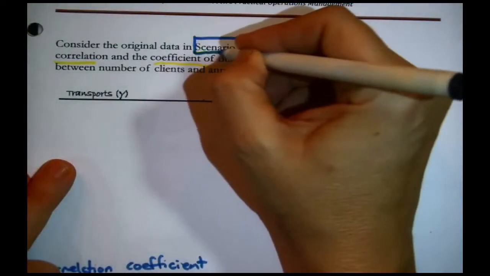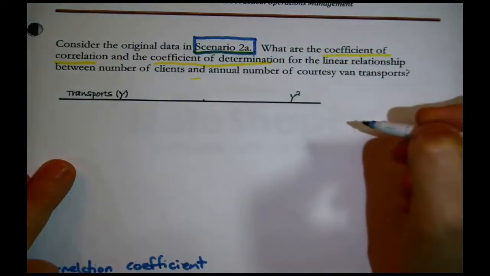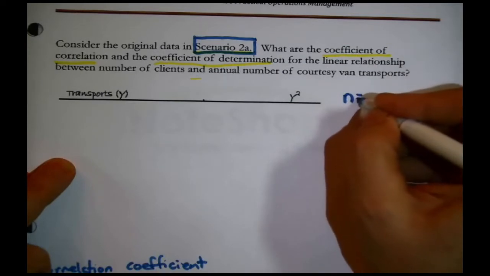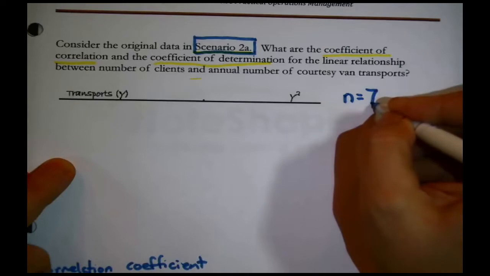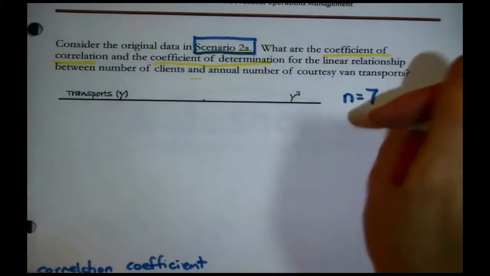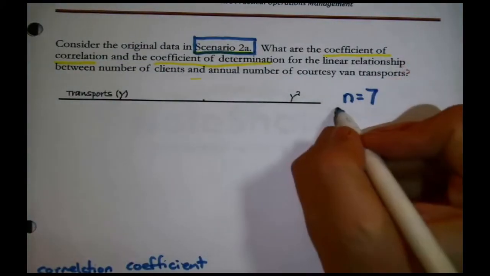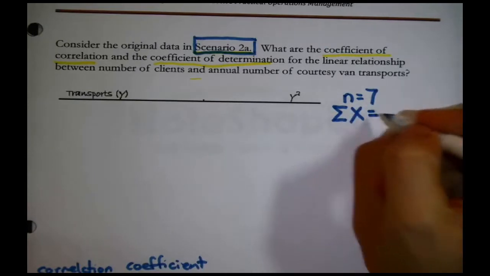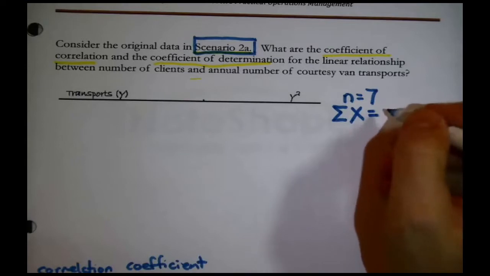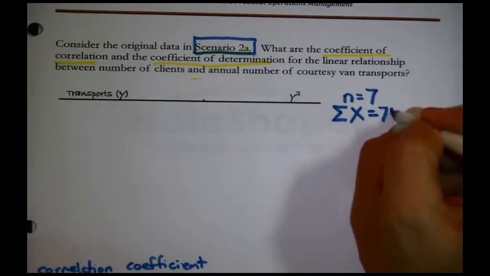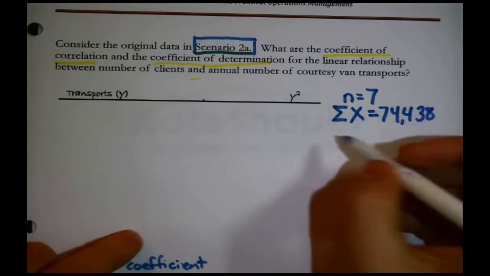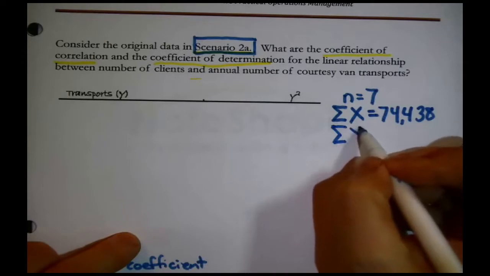Remember how I saved the scratch work from scenario 2A? Because, for instance, in scenario 2A, we learned that in the data, there were 7 different contracts. That was these rows right here. Right, n equals 7. From last time we worked on this, we learned that the sum of X, the total number of clients across those 7 contracts, was 74,438. From last time, this is stuff we figured out already.